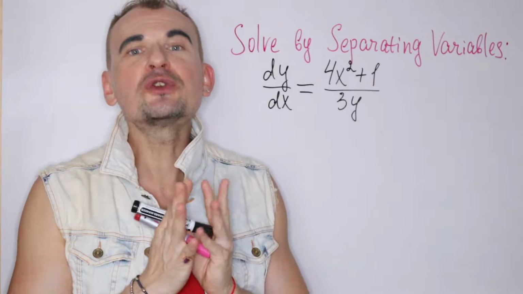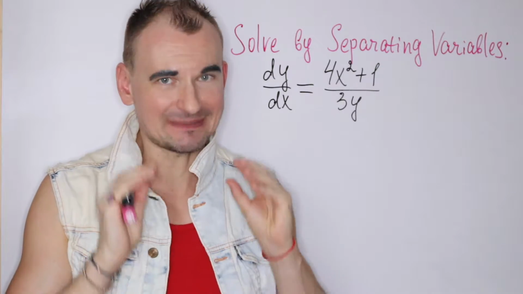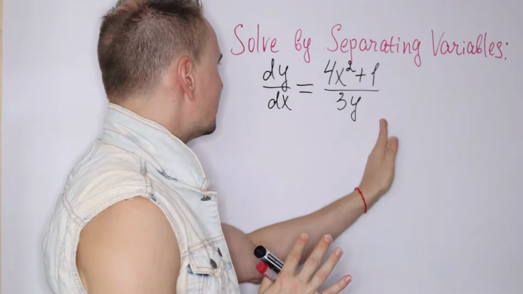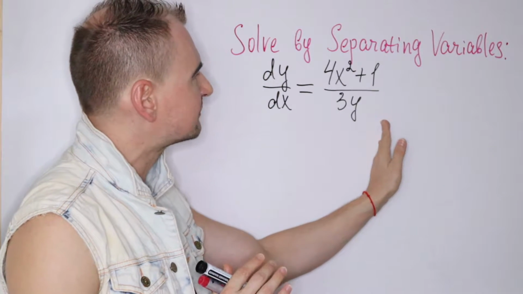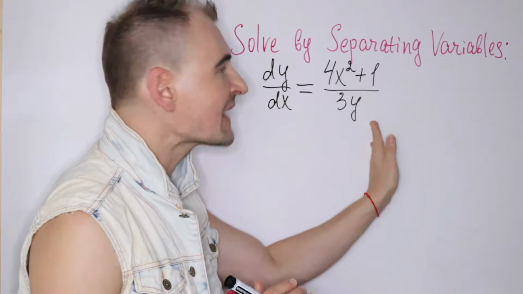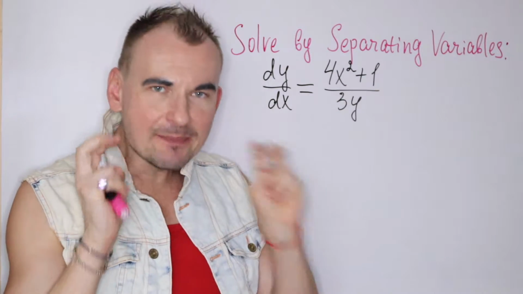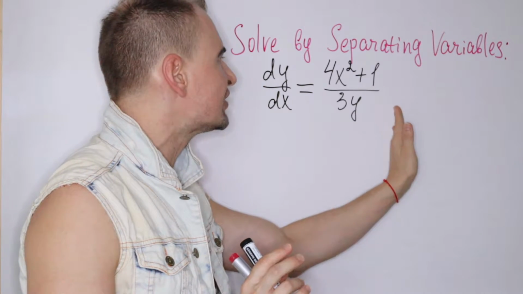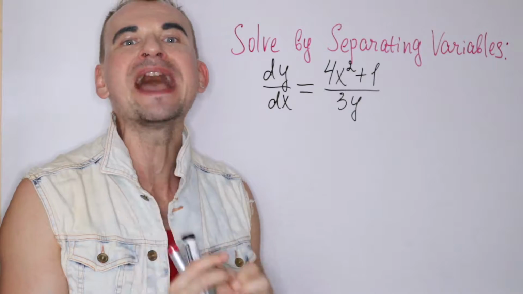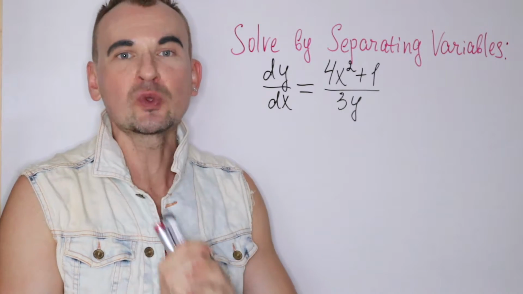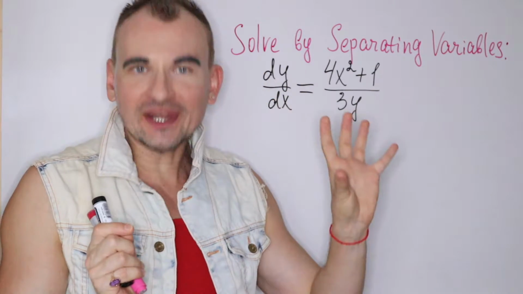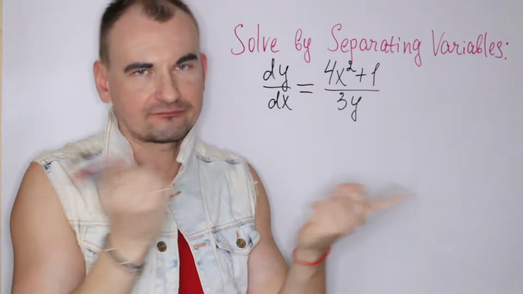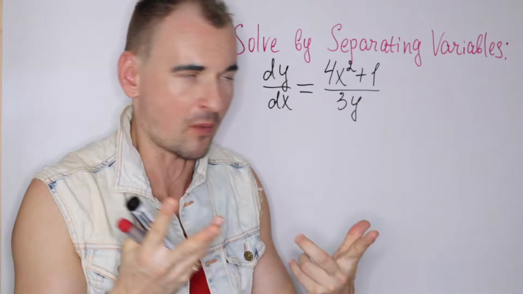Hey guys, today I will show you how to solve differential equations by separating variables. Say you have been given something like this: dy/dx equals (4x squared plus 1) over 3y. Sometimes it's called separable differential equations, and this type of differential equation can be solved by rearranging variables to get y on the left side and x on the right side, or the sides basically could be swapped.